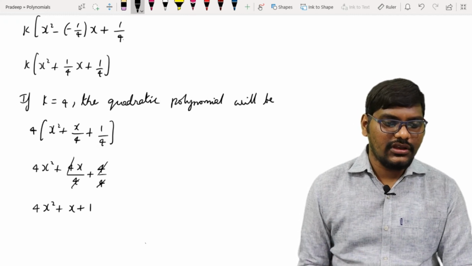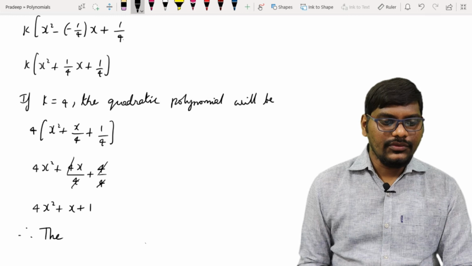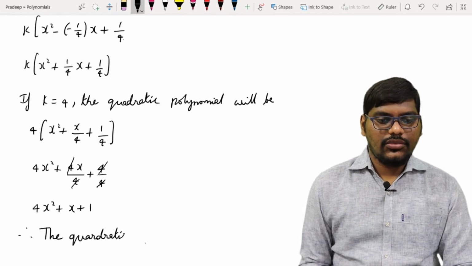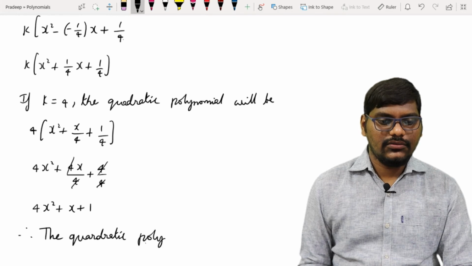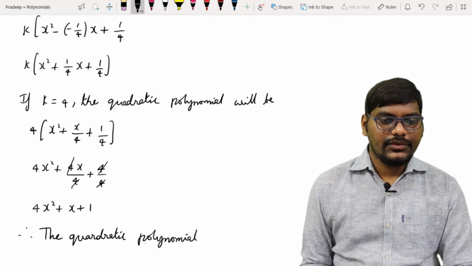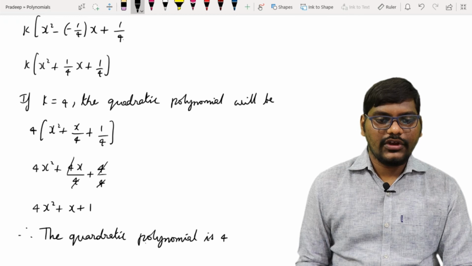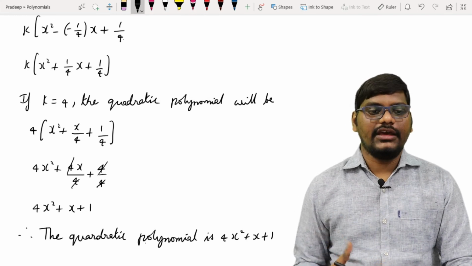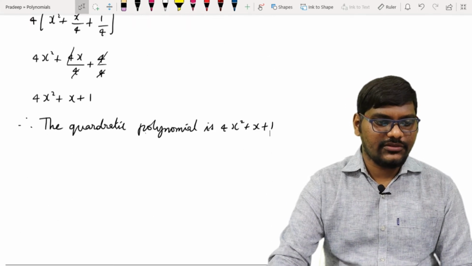We'll write the conclusion. Therefore the quadratic polynomial is 4x square plus x plus 1. So this is the quadratic polynomial which is obtained. So let's see the next question.